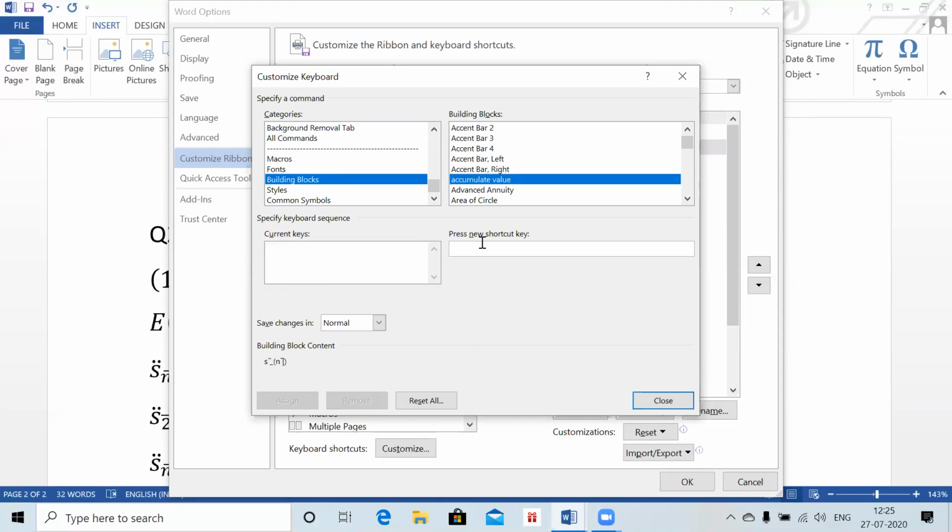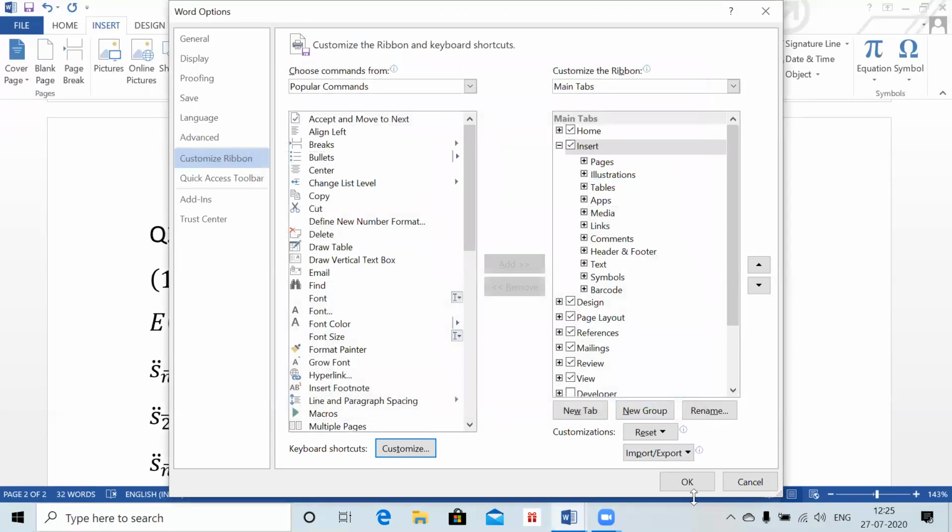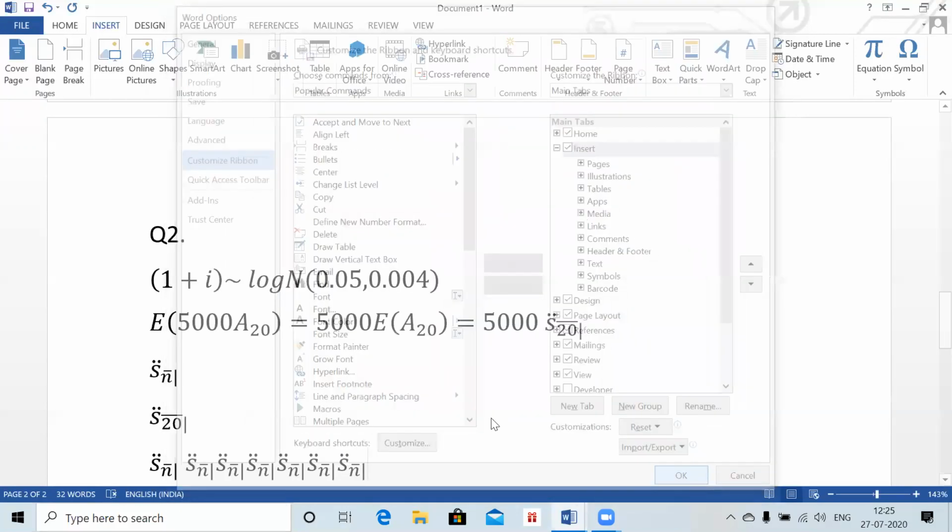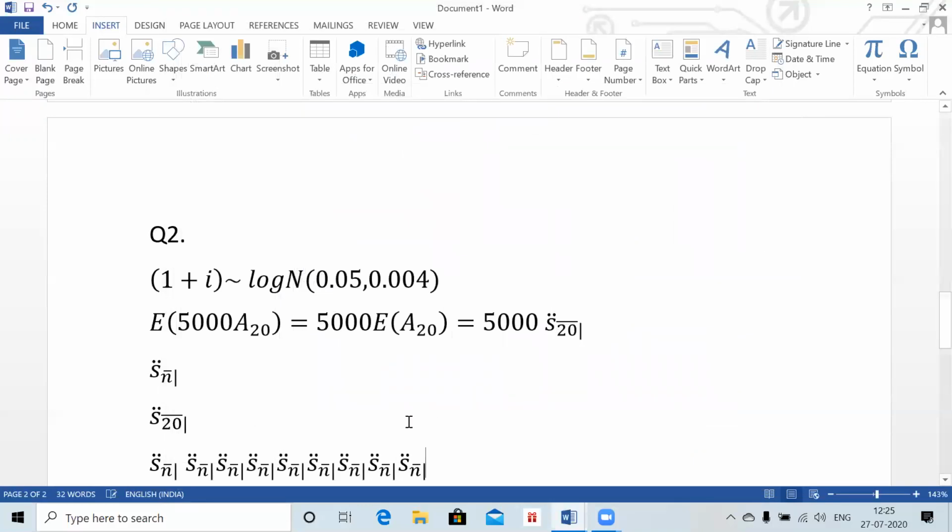Press new shortcut key, press लिखा हुआ है, type नहीं लिखा हुआ है. So Control Shift S, you press it on your keyboard. Control Shift S, assign it, तो ये current keys में आ जाएगा. Close it, OK. Once you are done with this, Control Shift S. Is this okay now?